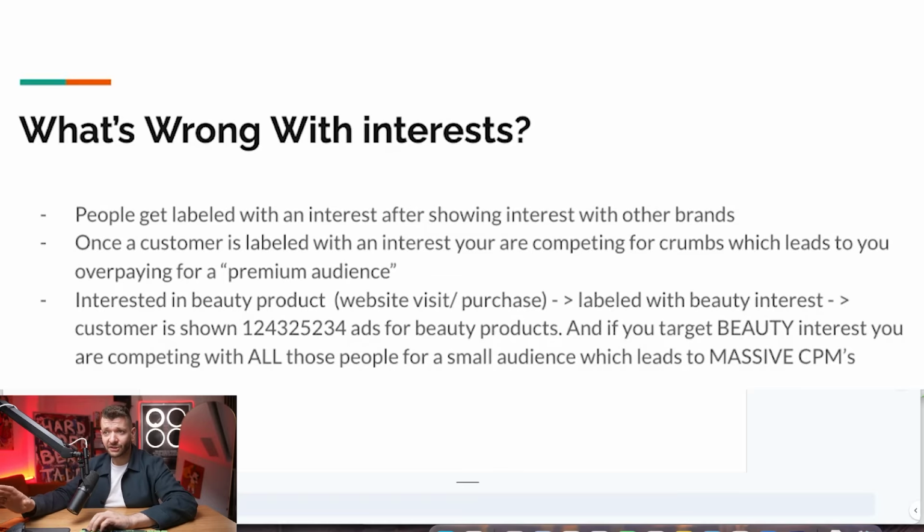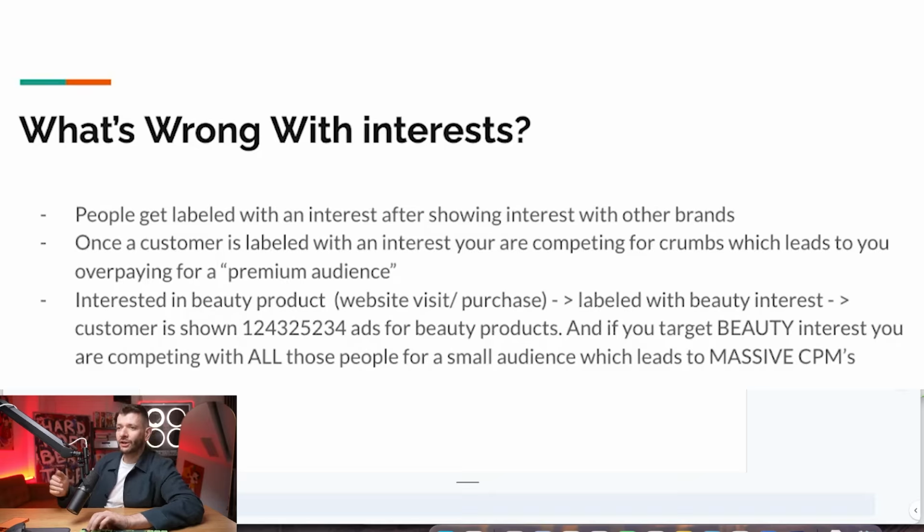So what's wrong with interests? People get labeled with an interest after showing interest in other brands. So for example, once a customer is labeled with an interest, you are competing for crumbs, which leads to you overpaying for a premium audience. Like if someone is interested in a beauty product, they go to a website or make a purchase of a beauty product, then they're labeled with a beauty interest, and that person who's seen those ads is just getting hammered with other ads for beauty products.